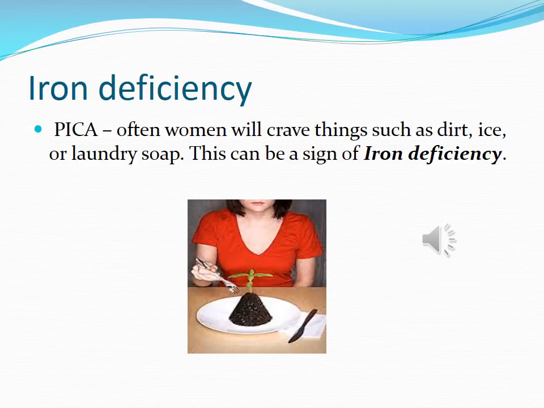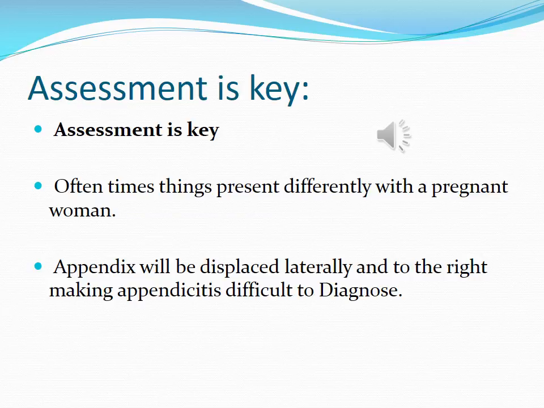Iron deficiency. Pica. Often women will crave things such as dirt, ice, or laundry soap. This can be a sign of iron deficiency. Not always the problem, but it can be, so be aware of pica. When dealing with a pregnant woman, assessment is key. Often things present differently with a pregnant woman. For instance, the appendix will be displaced laterally and to the right, making appendicitis very difficult to diagnose. So remember, assessment is key with a pregnancy.